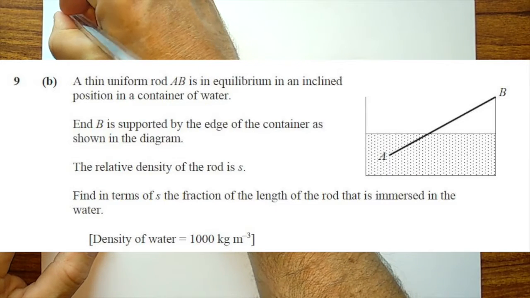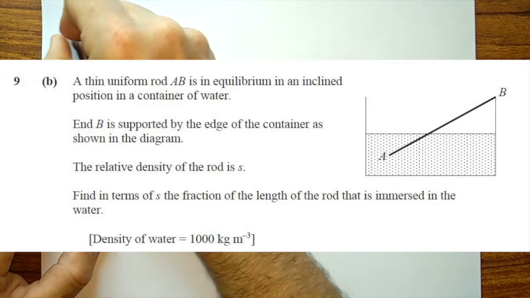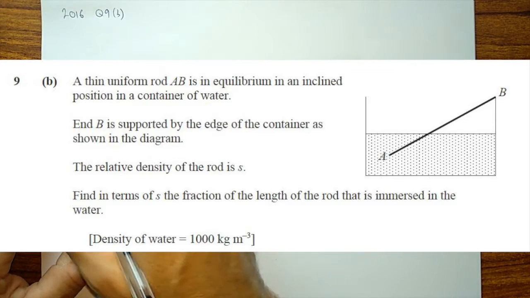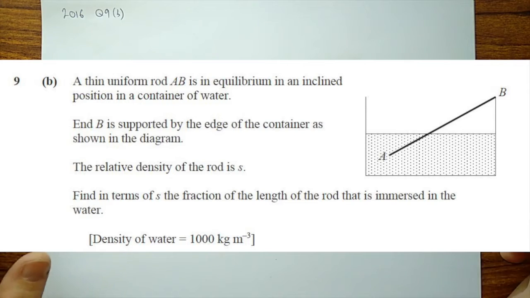Alright, now we're going to have a look at 2016, question 9, part B. So the hydrostatics question with an immersed rod. Now this one, if we have a little look at it, it's going to be all about letters. So we are told that the density of the rod is S. We're not even told the length of the rod. We're going to give it a length called L.